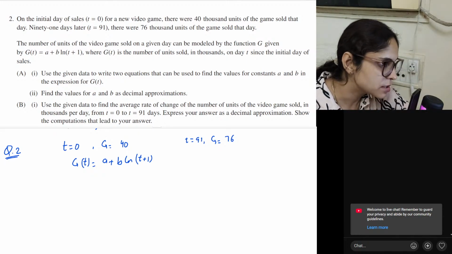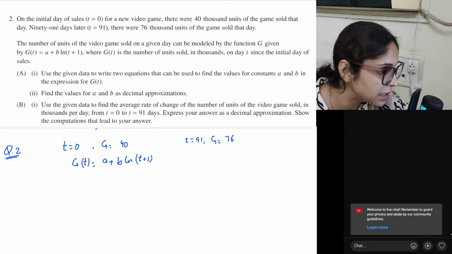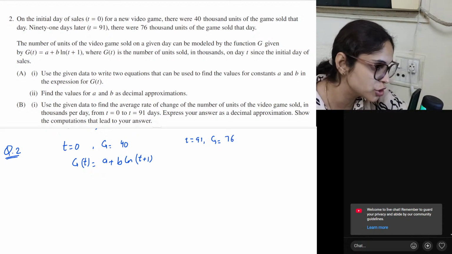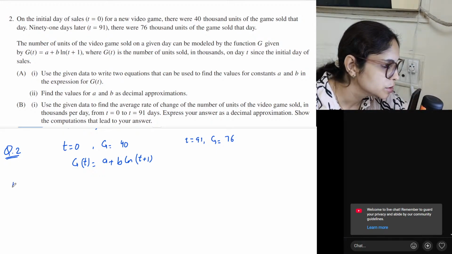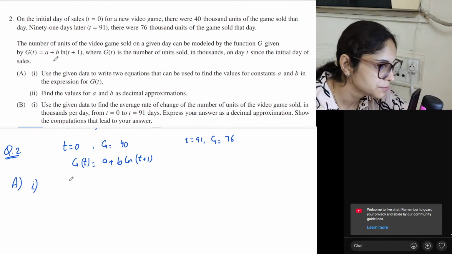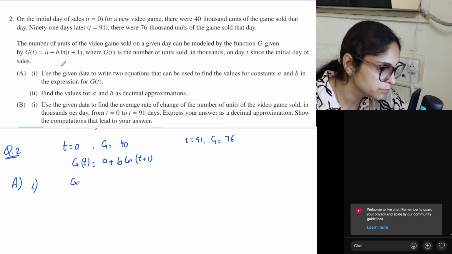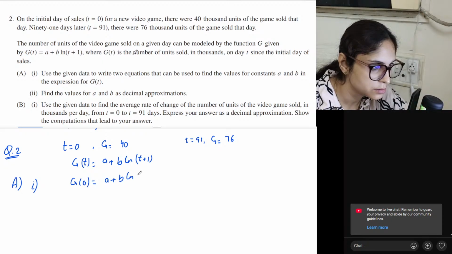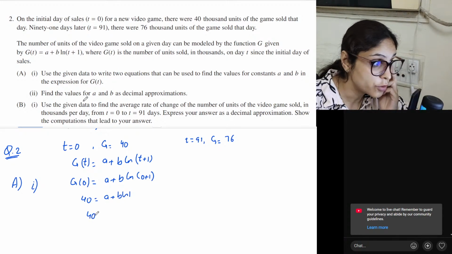Now, what is the question asking? Part A is saying use a given data to write two equations that can be used to find the values for constants A and B in the expression for G of t. So in part A, first part, we have to write two equations. So the first equation will be G of 0 is equal to A plus B ln 0 plus 1. G of 0 is 40, so 40 is equal to A plus B ln 1. ln 1 is 0, so 40 is equal to A.